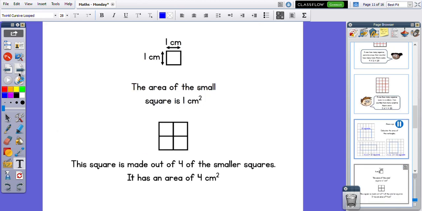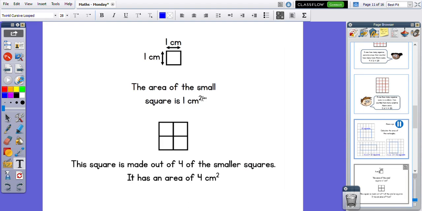Okay, so let's have a look at this. It's telling us this square here is 1 centimetre by 1 centimetre. The area of the small square is 1 centimetre squared. We use squared at the end of our centimetres because we are using 2 dimensions, so we are using the length and the width. They are 2 dimensions of a shape. That is why we use squared. When we do volume, we use cube because we use 3 dimensions.